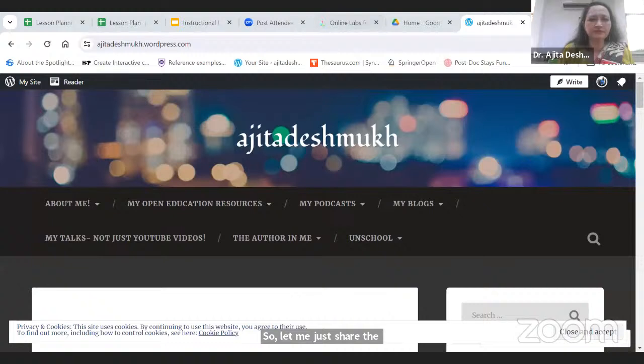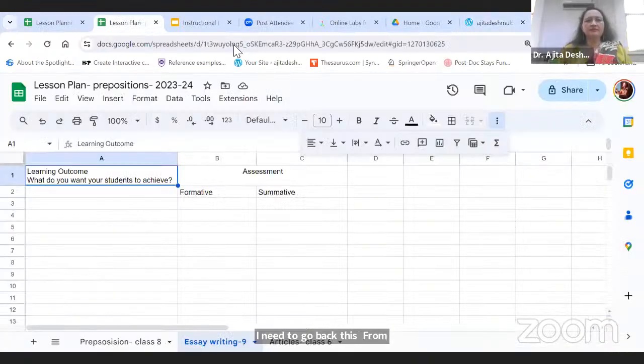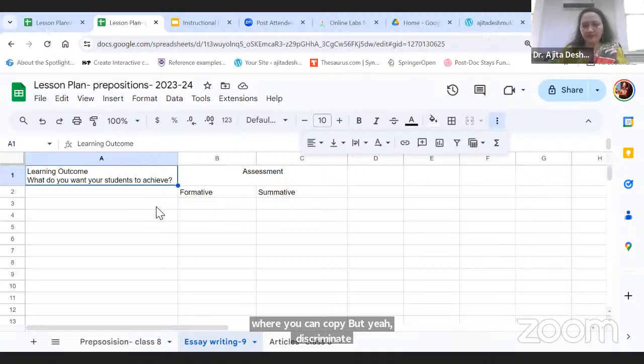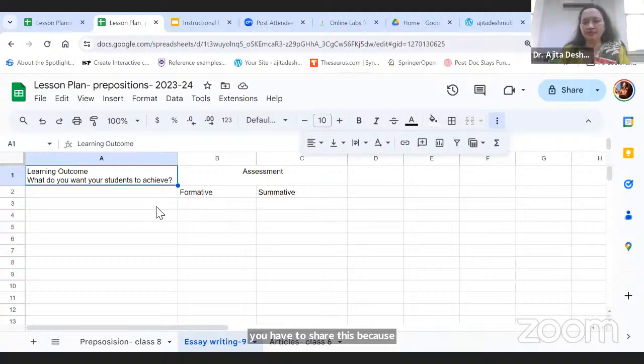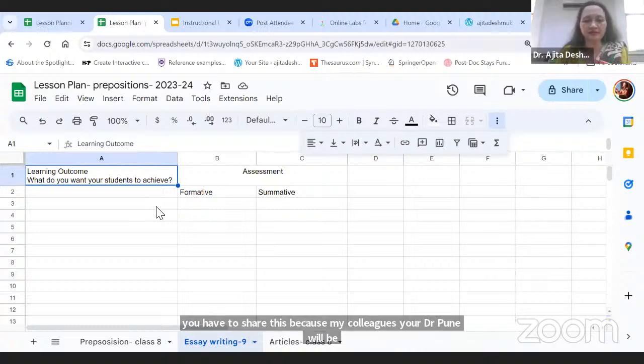Okay, so let me just share the screen again. I need to go back. This was the website from where you can copy, but just a minute, I'll show how to do this. Okay, so now this is the plan that we were doing, right? Now you have to share this, because my colleague Dr. Puneet will be sharing the form with you, and you are supposed to submit the assignment. So how will you submit the assignment? This has been made. Now how do I share, right?